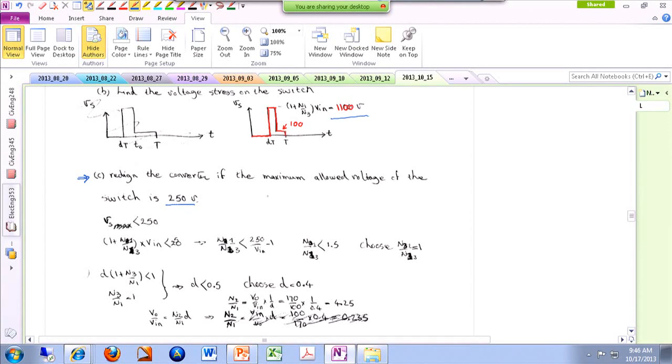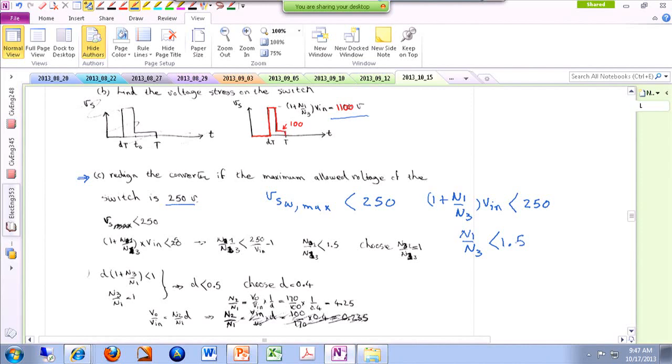So now we know that the maximum voltage that should be applied to our switch, instead of 1100 volts, should be 250 volts. So now I know that (1 + N1/N3) times Vn, the maximum voltage applied across the switch, should be less than 250. I have the value of the input voltage, which is 100 volts. So this gives me a hint that I should choose N1 over N3 to be smaller than 1.5.